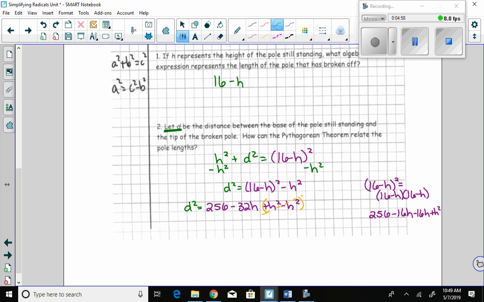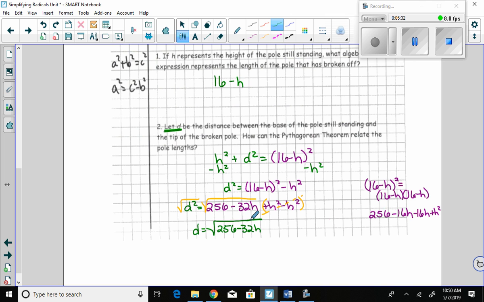I want to solve for D, not D squared. I want D, not D squared. So I'm going to square root both sides. So D ends up being the square root of 256 minus 32H. And I don't know what that is until I know what H is. I cannot go any further with this problem. Even though, yes, I know the square root of 256, I can't go there with that because I can't find that quite yet.